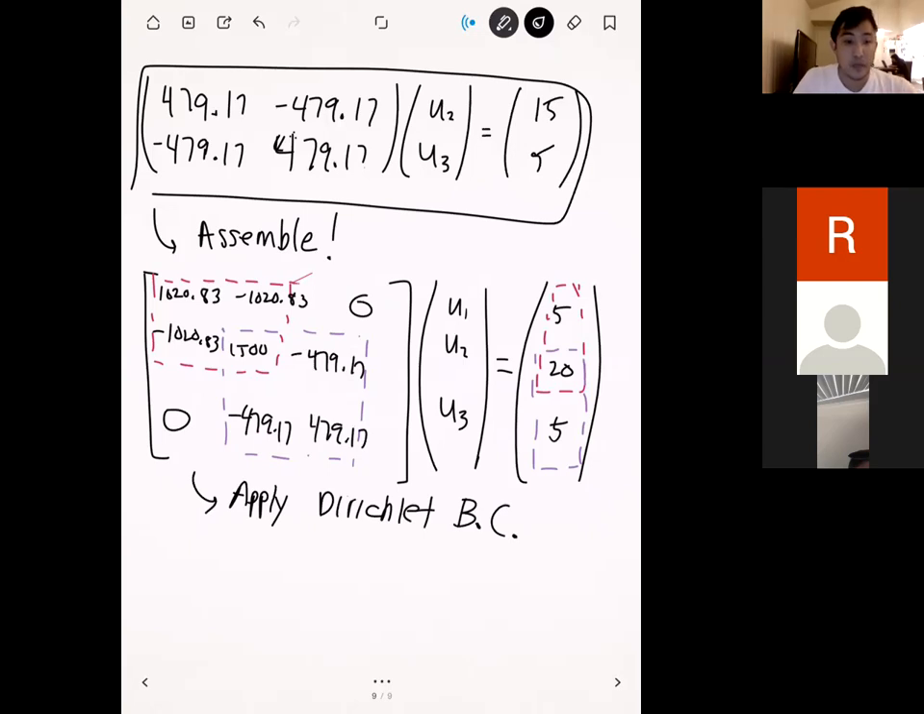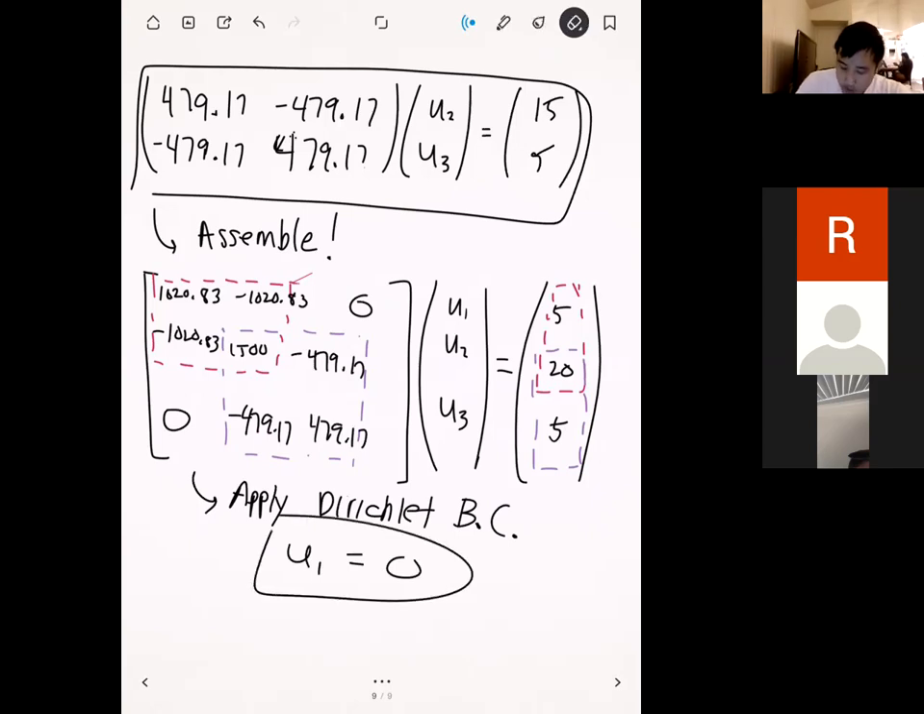Right. But we're not done yet, so we still have to include our Dirichlet boundary conditions. In this case, our Dirichlet boundary condition is on node 1. Since that tells us that U1 is equal to 0, we're going to use the exact same row replacement method that we did before. If U1 is equal to 0, I'm just going to replace this entire first row with 1, 0, 0, and then 0.